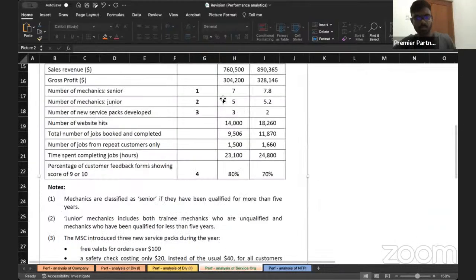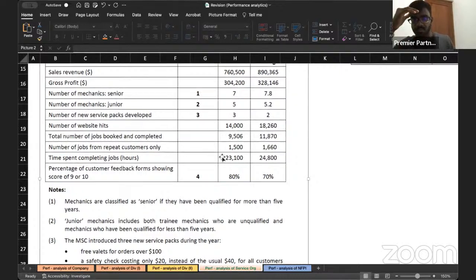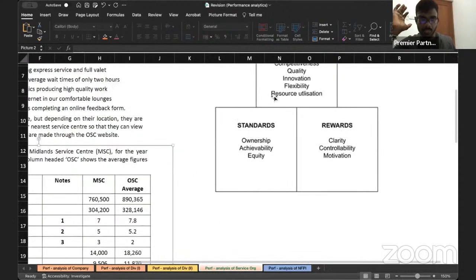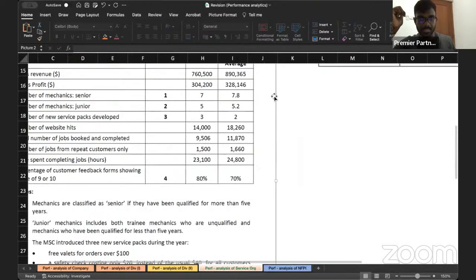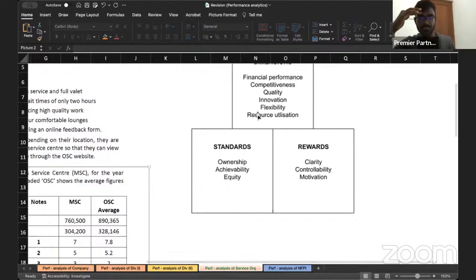For resource utilization, you can take the number of mechanics. These people have more mechanics and they have taken more hours. These people have fewer mechanics, they have taken fewer hours. So that means we are utilizing our resources to the fullest. I think you can use that for your resource utilization, people.